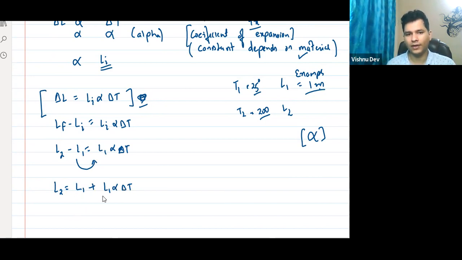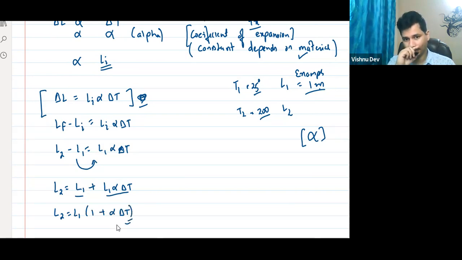Now tell me, can you take anything common from these two? L1. L1, sir. L1, good. L1 equal to... so it will be what? L1 into (1 plus alpha delta T). Yes or no? Sir, how did 1 come, sir? In L1, 1 will be there, L1 will be there. Right or not?